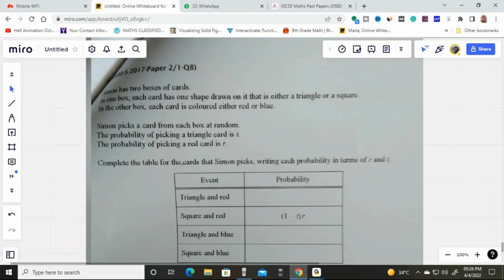Now Simon has two boxes of cards. In one box, each card has one shape drawn on it, that is either a triangle or a square.